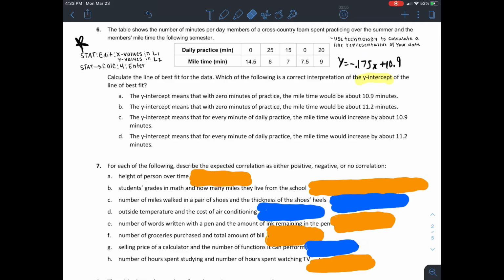Upon entering the data into my calculator and following the steps, I got a line of best fit of y equals negative 0.175x plus 10.9. Our question is asking us specifically about the y-intercept. I know that that's the b value. So my y-intercept is 10.9. So let's look at our answer choices.